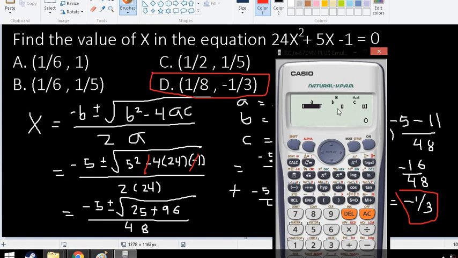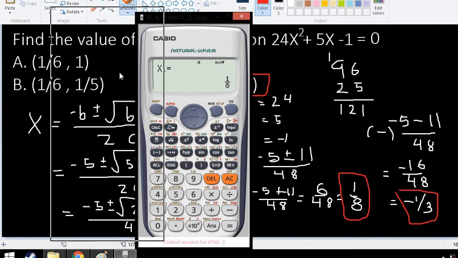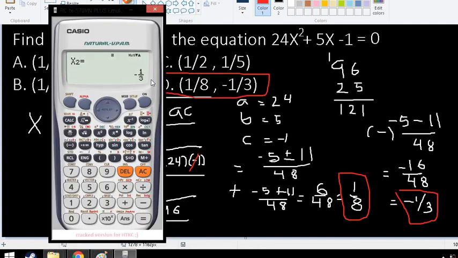Then put the values for a, b, and c. 24, equals, and for b, 5, and for c it's negative 1, equals. And we can instantly get the answers 1/8 and negative 1/3. You can also use another calc technique.